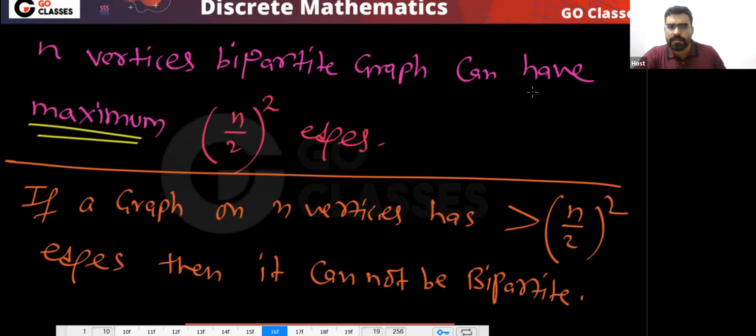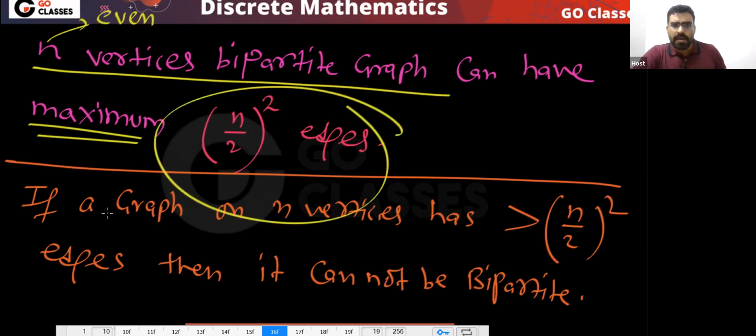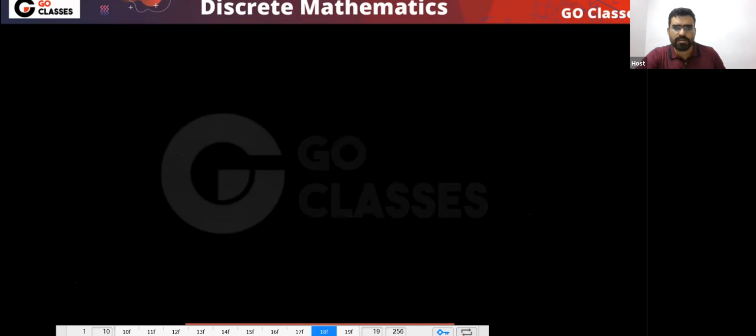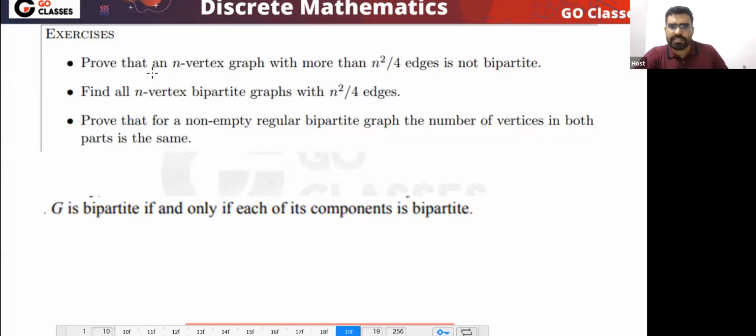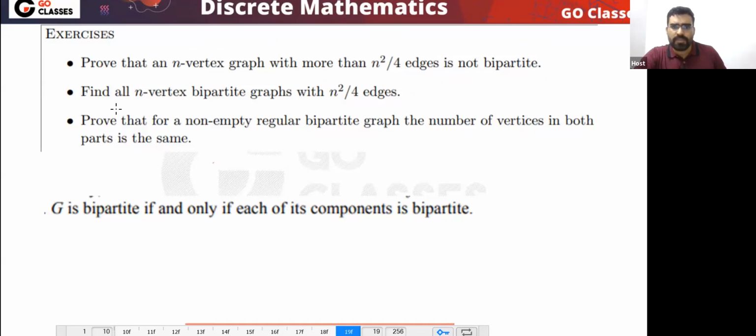Sandeep, yes or no? If you have a bipartite graph on n vertices, then at most these many edges can be there. Let's assume n is even. If your graph has more than these edges, it cannot be bipartite. So remember, an n-vertex graph with more than these edges is not bipartite. This we have proven.